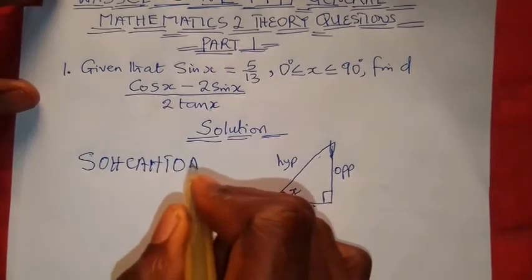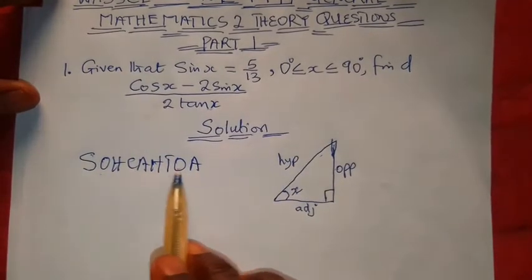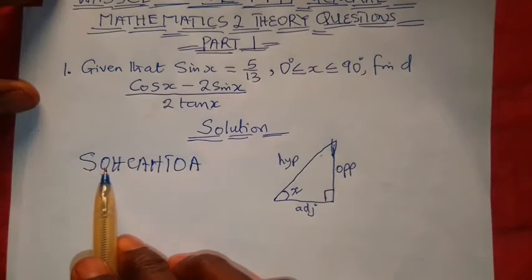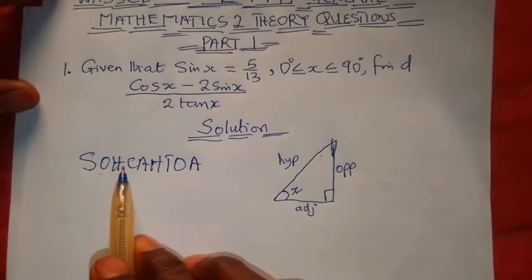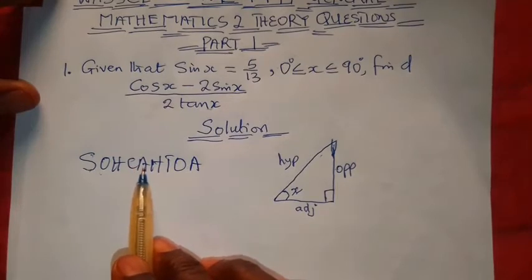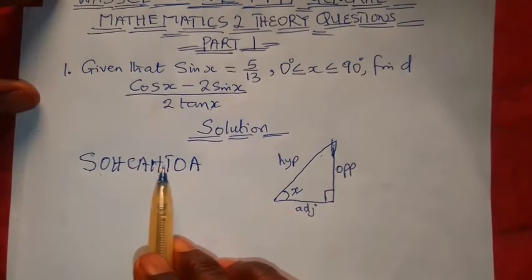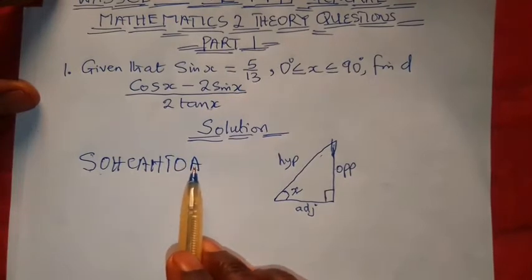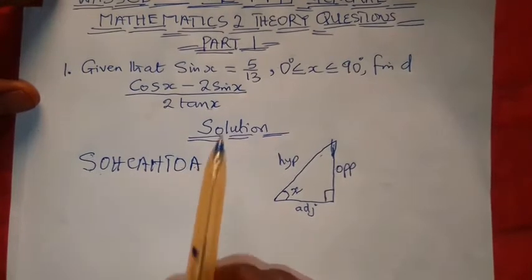This acronym means that to get our sine, it is the ratio of opposite upon hypotenuse. To get our cosine, it is the ratio of adjacent over hypotenuse. To get our tangent, it is the ratio of opposite over adjacent.